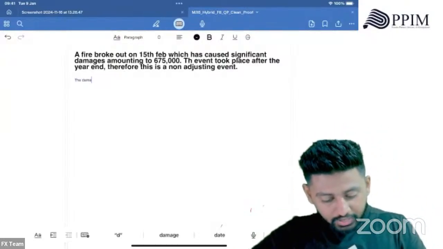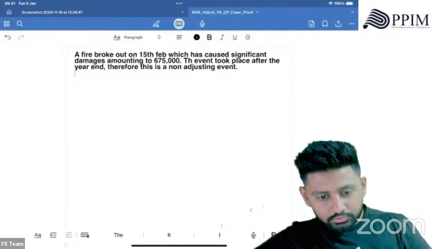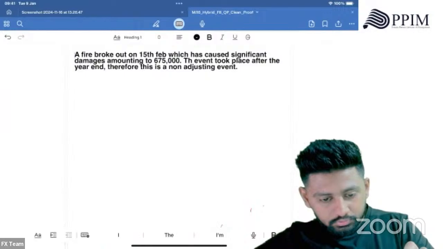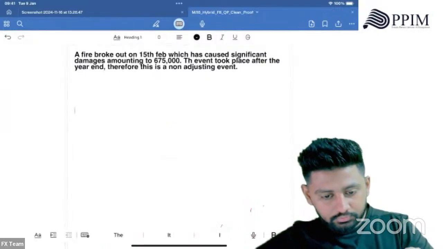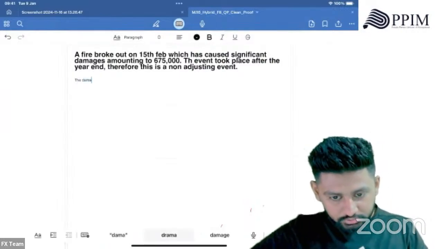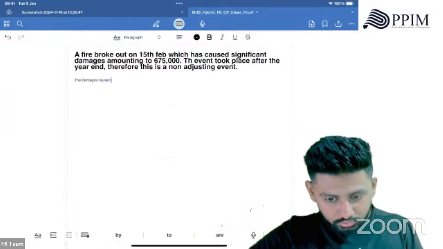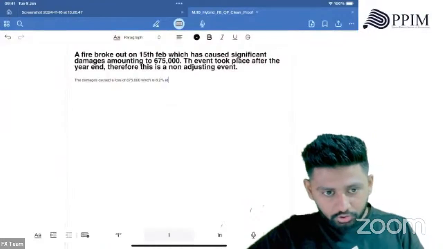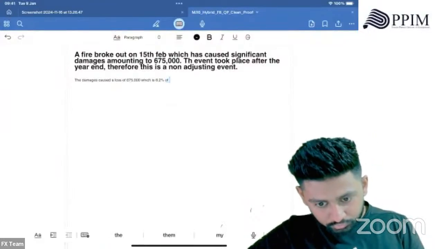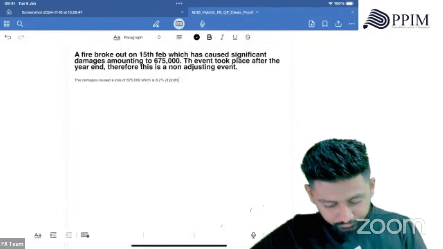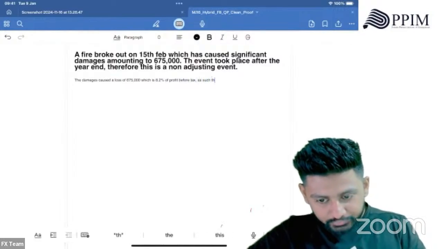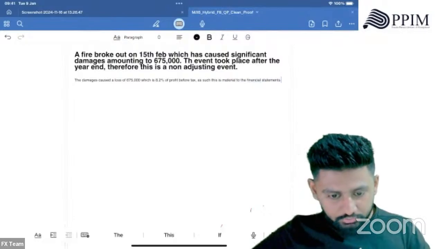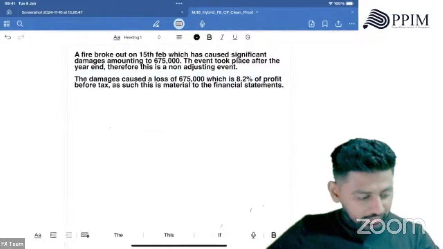Second mark. The damages cost a loss of 675,000, which is 8.2% of profit before tax. As such, this is material to the financial statements. Are you clear? That gives me my second mark.